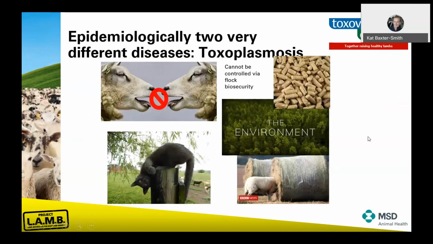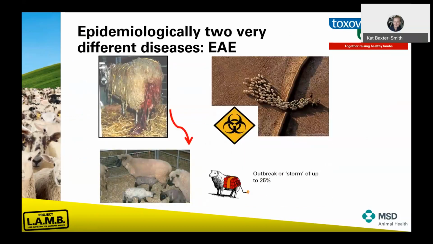So in summary, these two diseases are very different. Toxoplasmosis can't be controlled by biosecurity because you can't control the cats and things that come in. With enzootic abortion, you can maintain a closed flock and possibly keep it out that way, but it causes quite dramatic abortion storms. Unlike Toxo, which is quite insidious, Enzo is more obvious and dramatic, but they both cause equal problems.